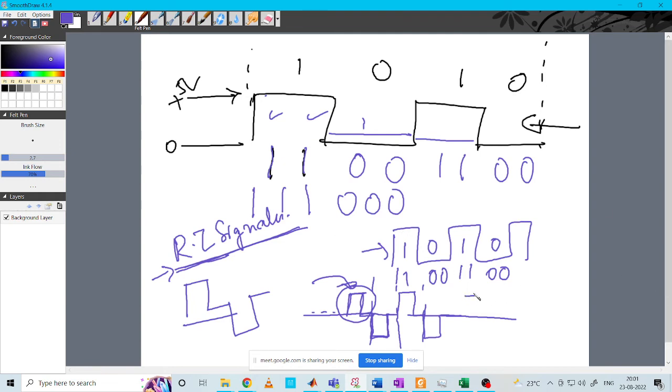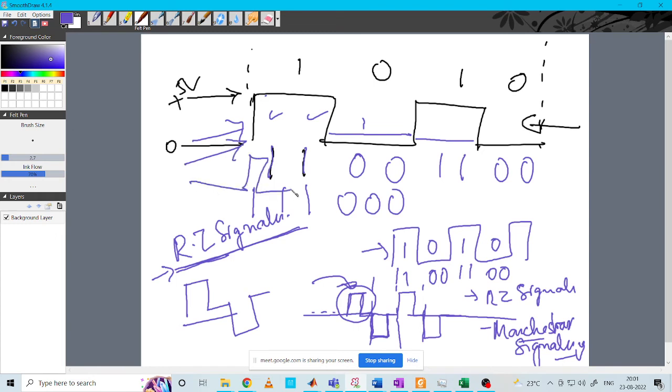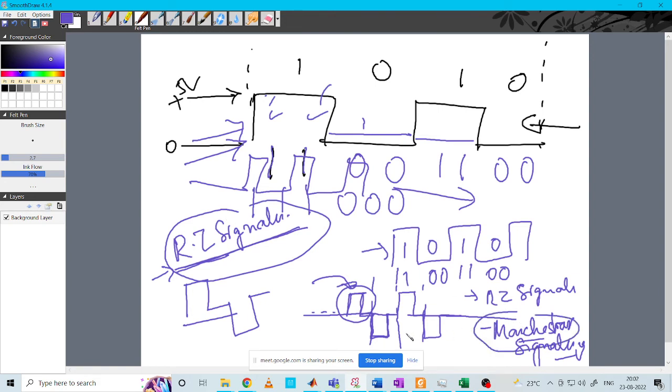Okay. So I'll tell you some keywords: RZ signaling, Manchester signaling. All these kinds of signaling are there so that you avoid these problems. Because the moment you transmit this kind of wave, you have to transmit a clock also to the receiver so that it can decode how many ones are there here. But if you have RZ signaling or Manchester signaling, then you do not need a clock along with that. You just pass the data and the receiver will automatically understand how many ones are there.